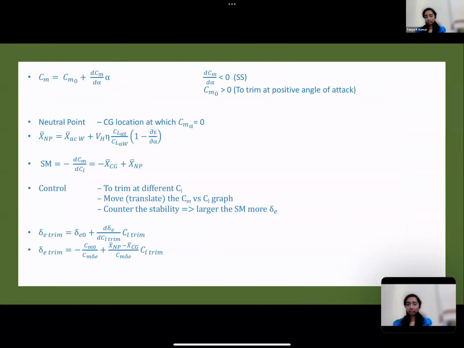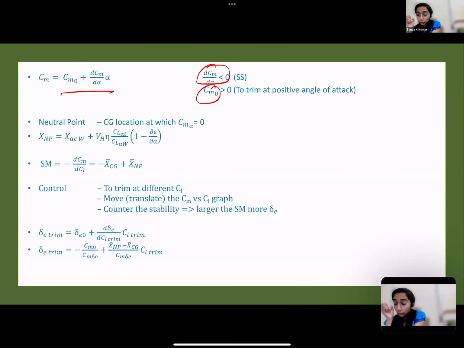Now let's go to the contents of week 6. This is just a revision of what we discussed in the first 4 weeks. Cm is the pitching moment equation. We have used this equation, Cm naught plus dCm by d alpha into alpha. The only condition for stability is that Cm alpha should be less than 0. Cm naught should be greater than 0 to trim the aircraft at positive angle of attack.